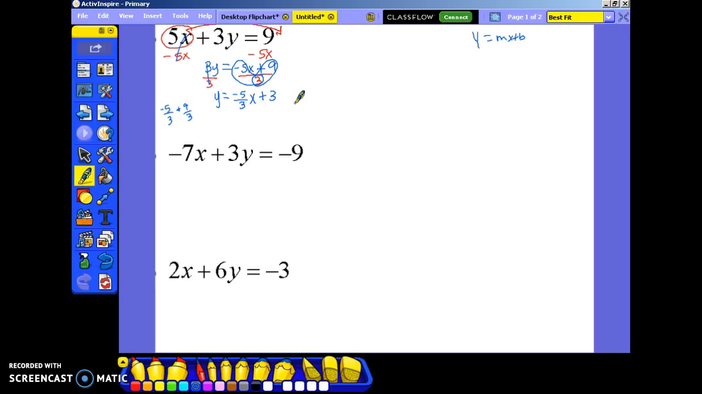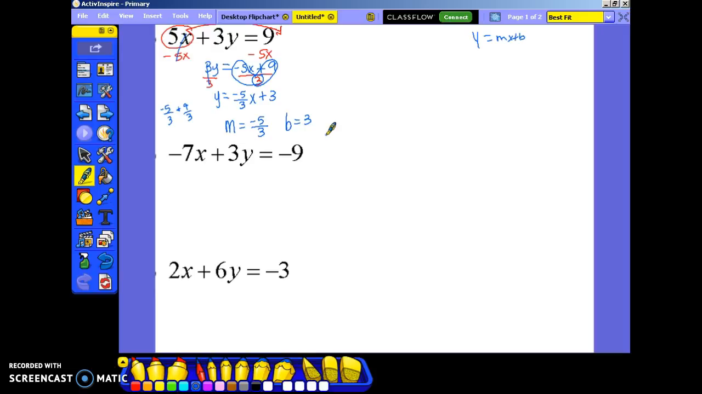Now that my y is by itself, I can identify my slope and my y-intercept. My slope is the coefficient of x. That's y equals mx plus b. Whatever number is in front of x, right beside the x, that is your slope. And then your y-intercept is the constant, the number at the end that is not with the variable. It's by itself. So for this problem, y equals negative 5/3 x plus 3. My slope is negative 5/3. My y-intercept is 3.